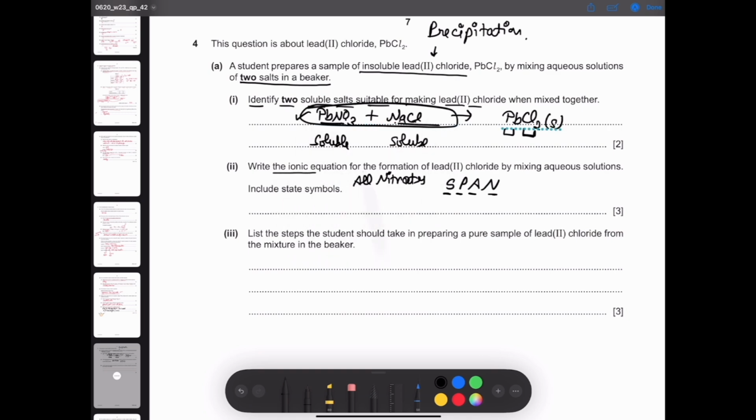Write the ionic equation for the formation of lead chloride by mixing two aqueous solutions. See, it's a 3 marker, but you need to tell the ionic equation for lead chloride.